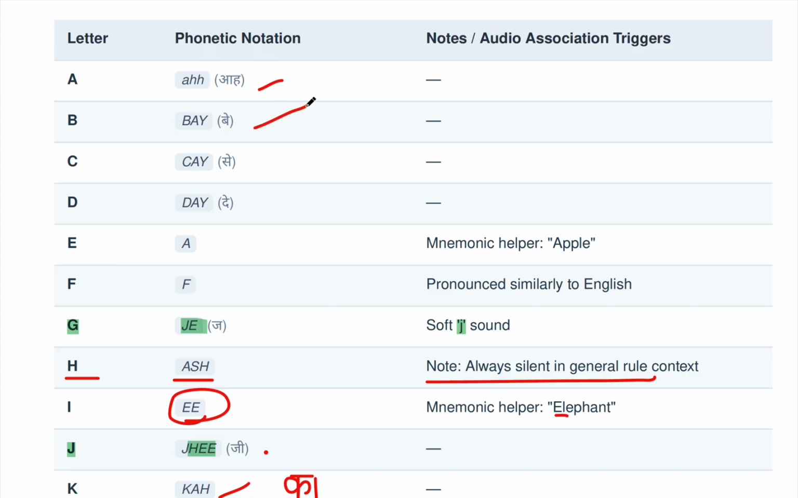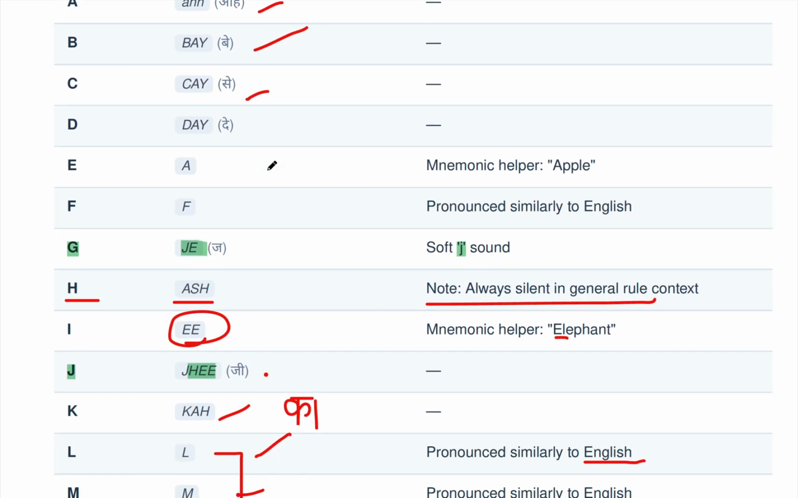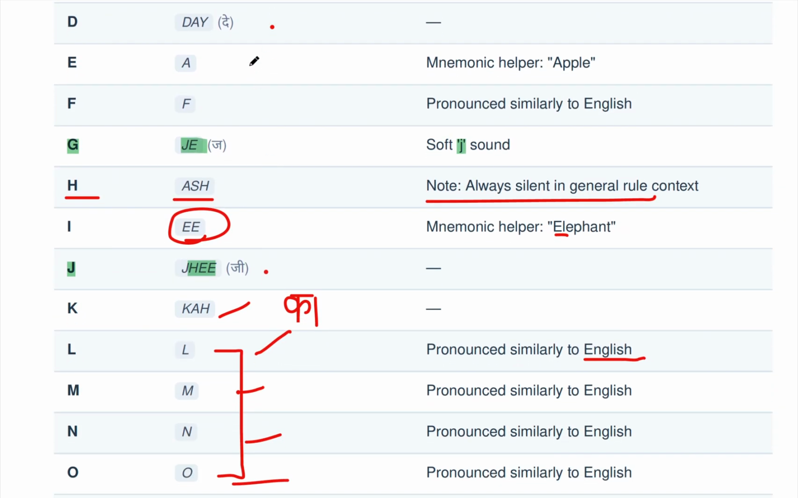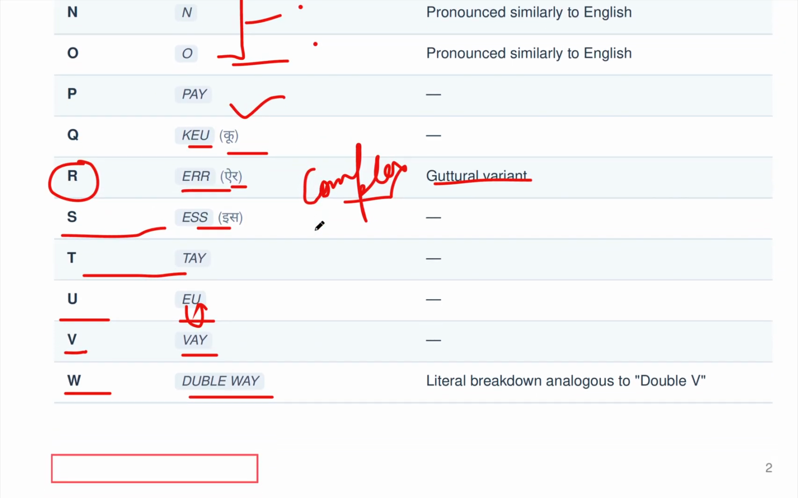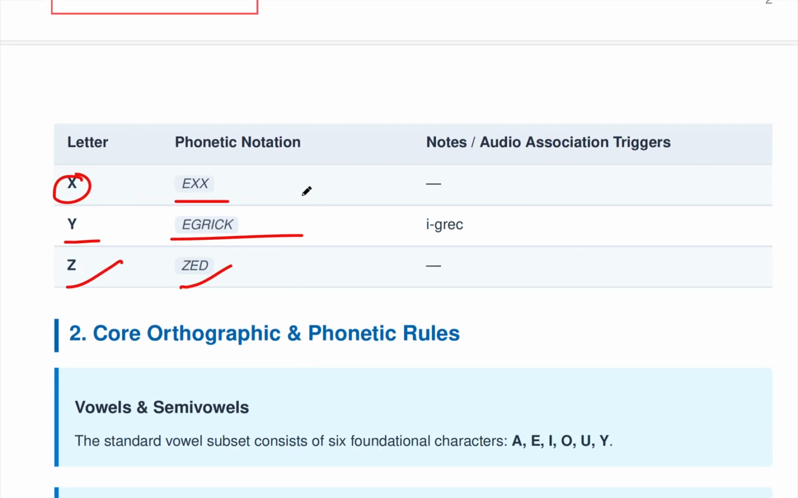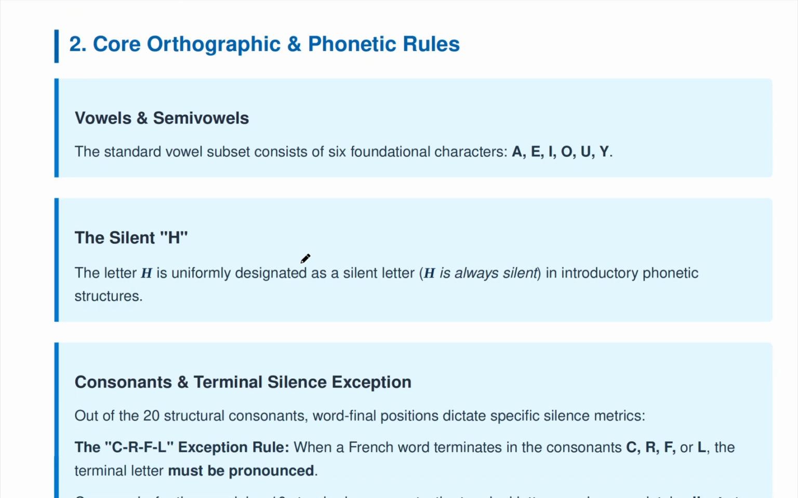A, B, C, D, E, F, G, H, I, J, K, L, M, N, O, P, Q, R, S, T, U, V, W, X, Y, Z. D'accord? So you can pause the video and you can repeat all of them again.